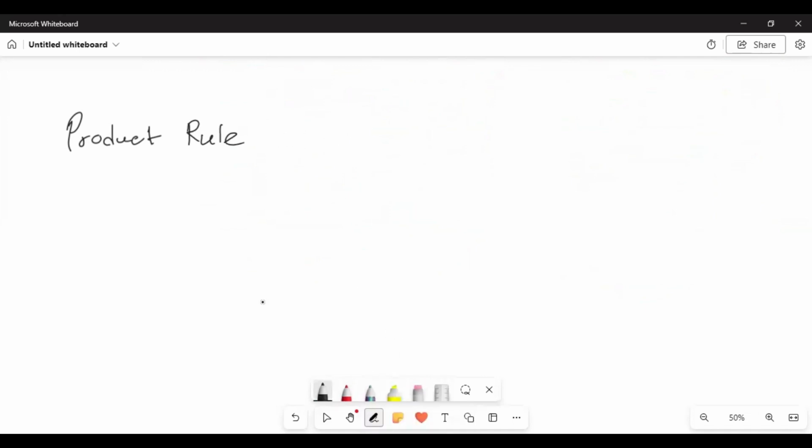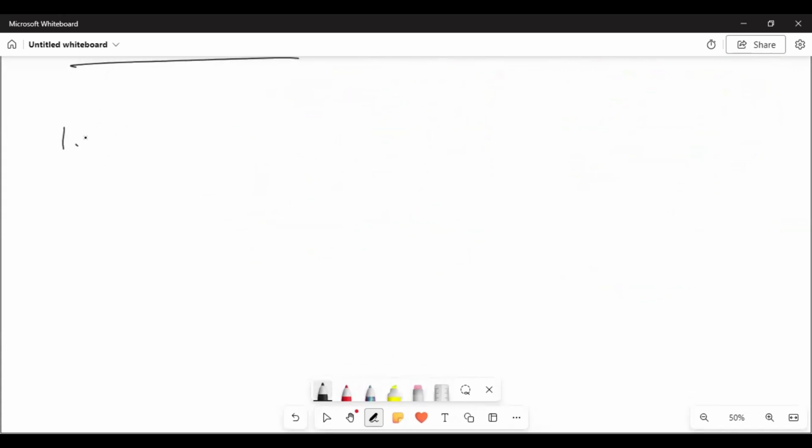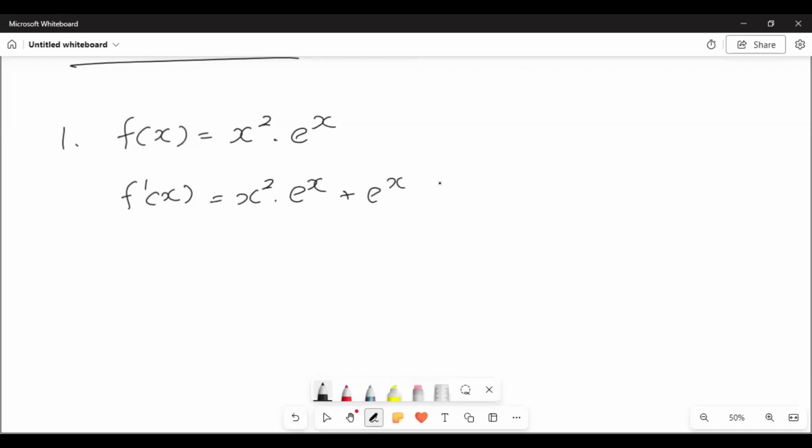Product rule. Question number 1. It's going to be f(x) equals x to the power of 2 times e^x. f'(x) is going to be x to the power of 2 times e^x plus e^x times 2x.